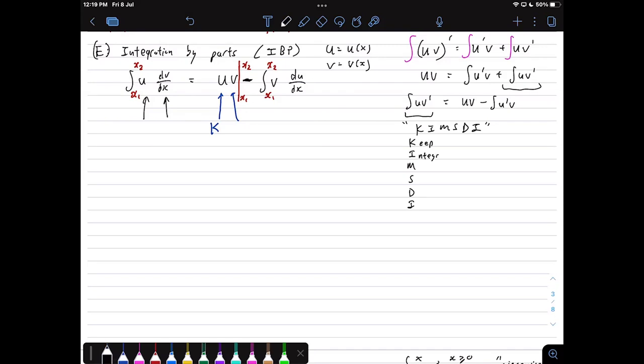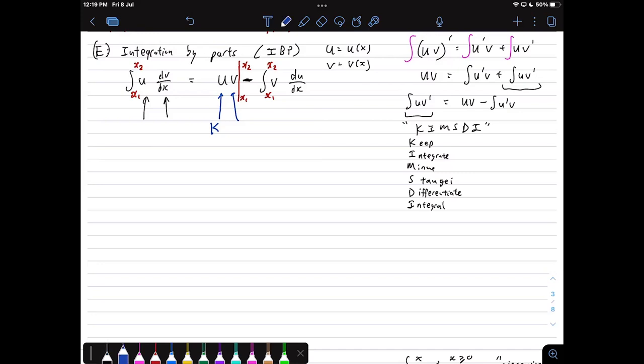Integrate. Minus. S for Tau Ge. Then D is differentiate. Notice that this is a verb, not a noun. Sorry, wrong, it should be differentiate. This is a verb, not a noun. And then the other one is integral, not integrate. It's a noun, because you just need to copy and paste.